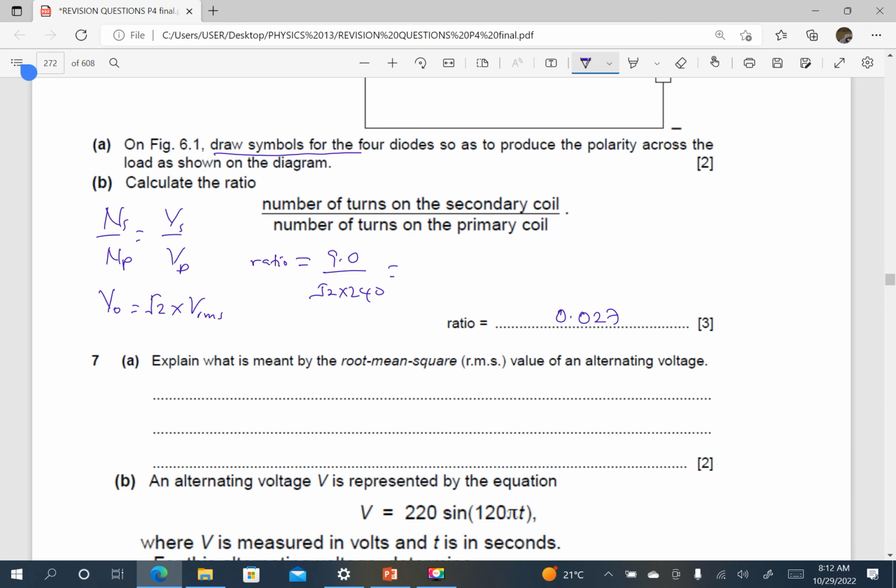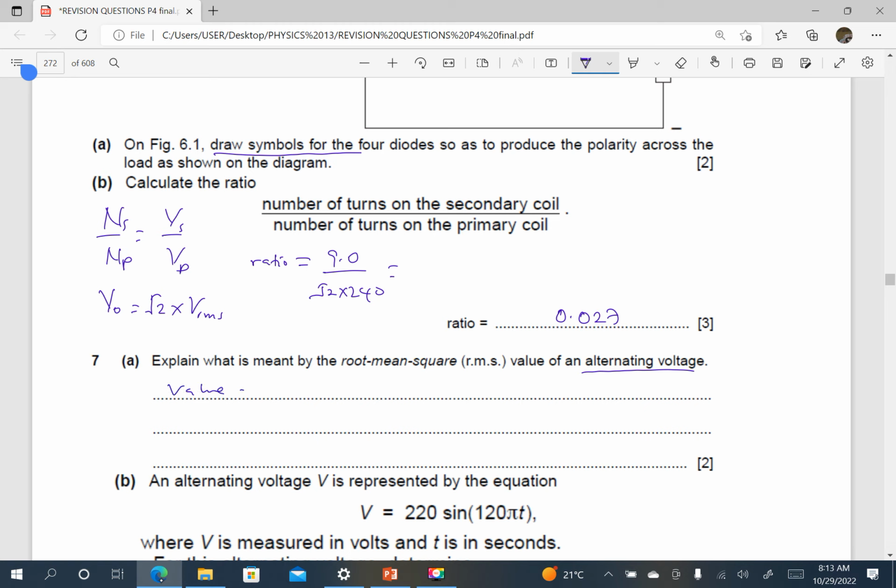Number 7. Explain what is meant by root mean square value of alternating voltage. From the lessons, we know that this is the value of steady or constant voltage or direct voltage that is going to produce the same average power in a resistor as the alternating voltage.